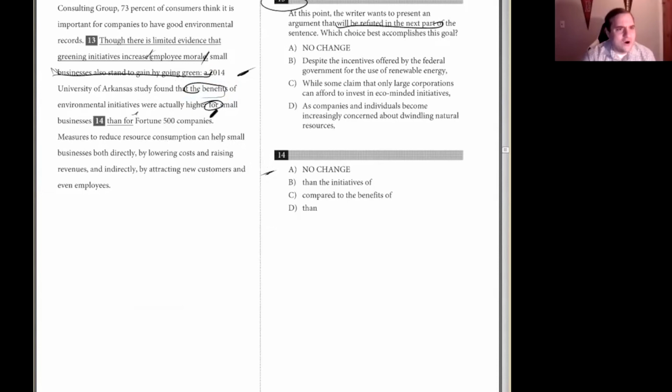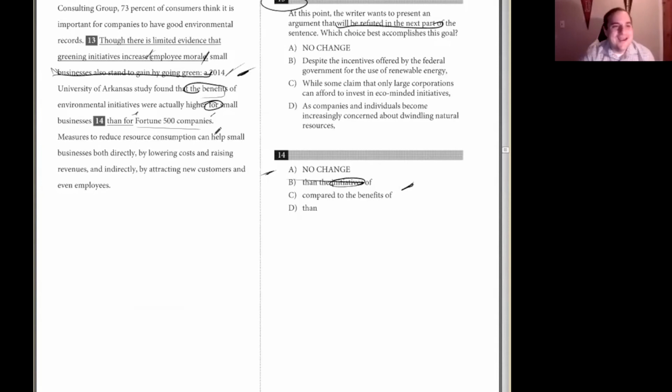Because the word "for" would be standing in for the same idea. I'm not in love with that. Not in love with that, but it could work. "Than the initiatives." No, we're not comparing the initiatives. We're comparing the benefits. You're dead to me. So now we're "higher for small businesses." "The benefits of the environmental initiatives were actually higher for small businesses than compared to the benefits of Fortune 500 companies." Oh, that's so obnoxious. Oh, that looks so right and it's so wrong.